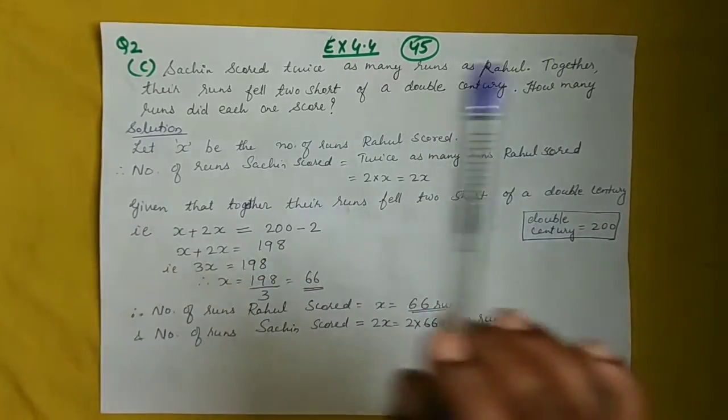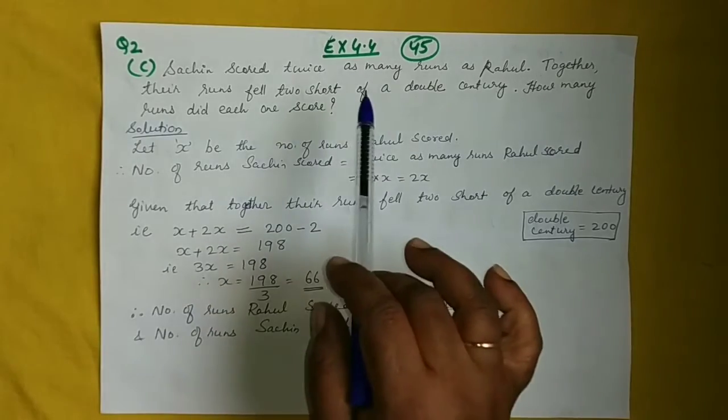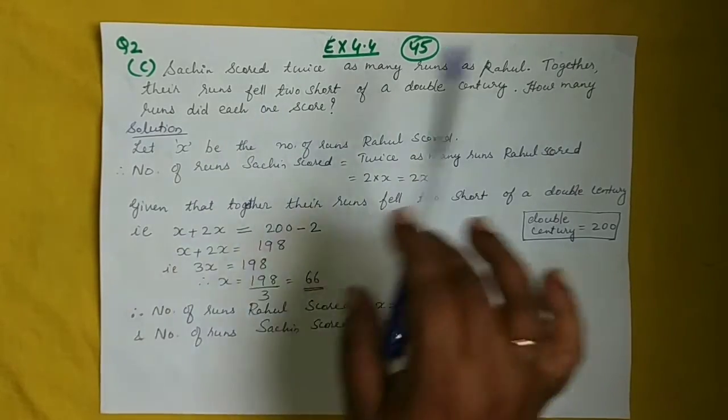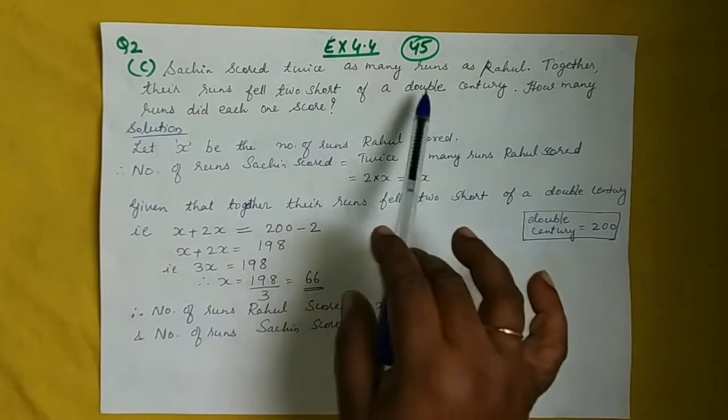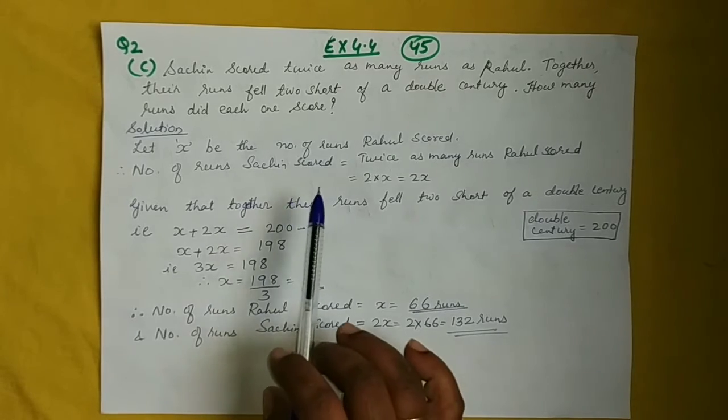That twice Sachin has scored. Together their runs fell too short of a double century. That means for getting a double century, it is too less only. How many runs did each one score? We have to find out both of their scores.